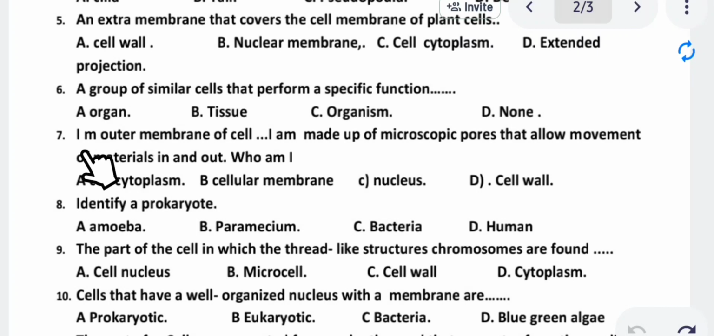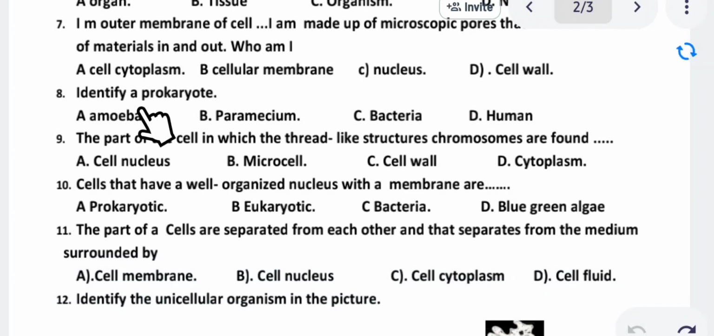Seventh question. Here it is a puzzle. I am an outer membrane of the cell. I am made up of microscopic pores that allow the movement of the materials in and out. Who am I? So the options are cell cytoplasm, cellular membrane, nucleus, cell wall. Here the microscopic pores are present in the cell membrane. Hence the answer is B.